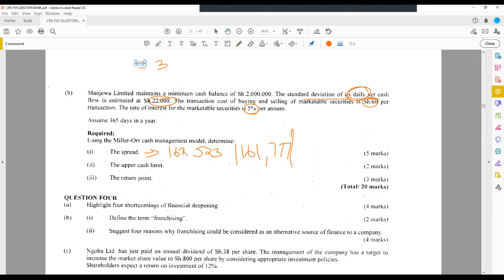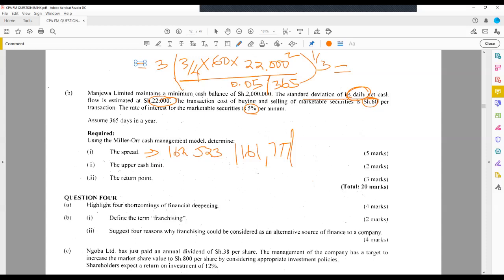So it will be equal to 3 times 3 over 4 times the cost of transaction, which is 60, times the variance, which is the standard deviation squared, 22,000 squared. We divide by the interest, which is per annum, so we convert from per annum to daily: 0.05 divided by 365. Now we get the cube root of all this, then you multiply by 3. I don't have a calculator here.